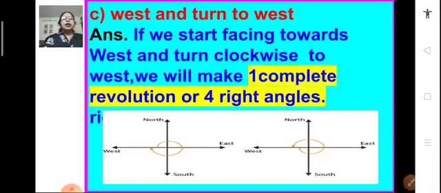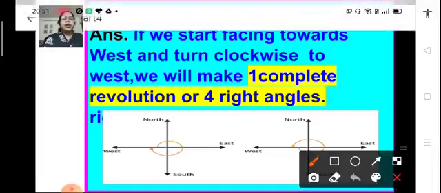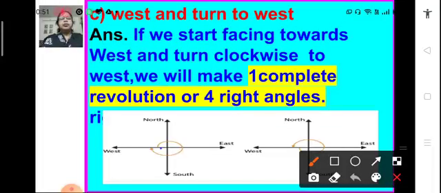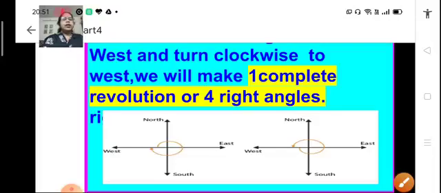See, if you are facing west and turn to west in clockwise direction. So if you are facing west and if we turn in clockwise direction to west again, then how many right angles do we move through? We make a complete revolution, okay. That means we form a complete angle or four right angles. That means we move through four right angles.